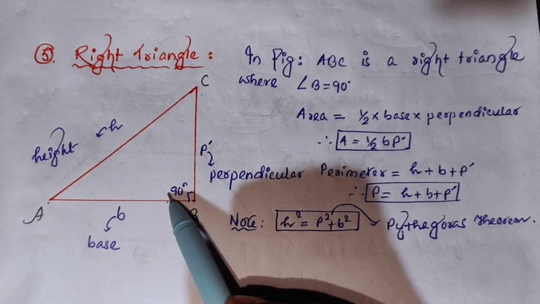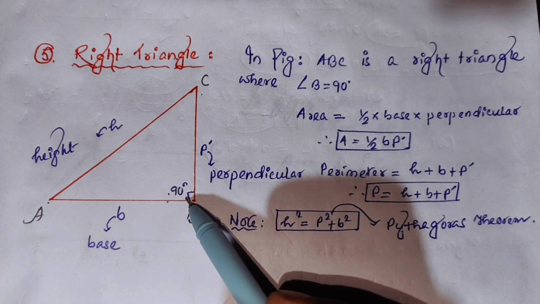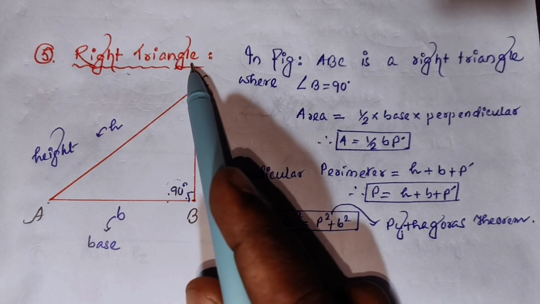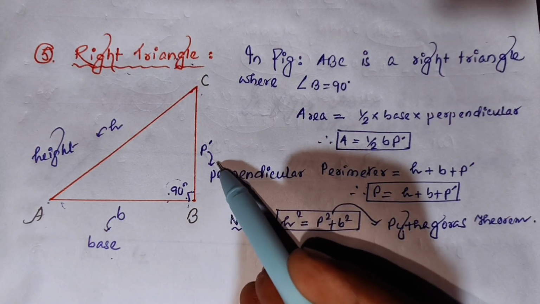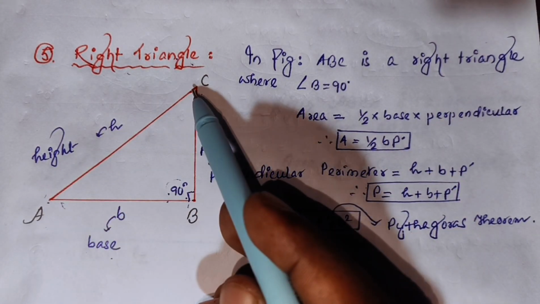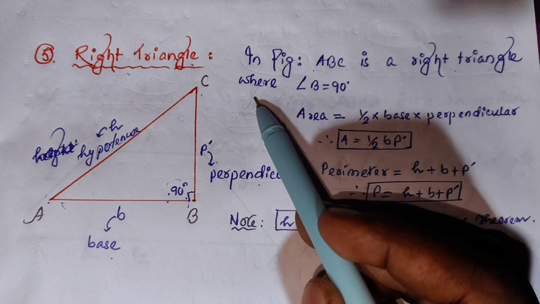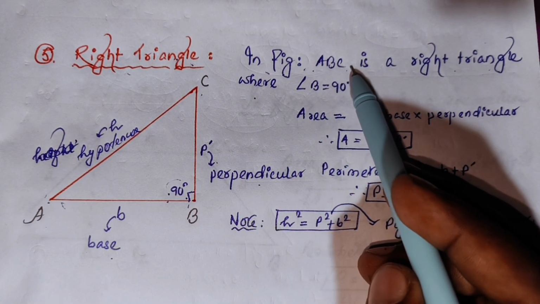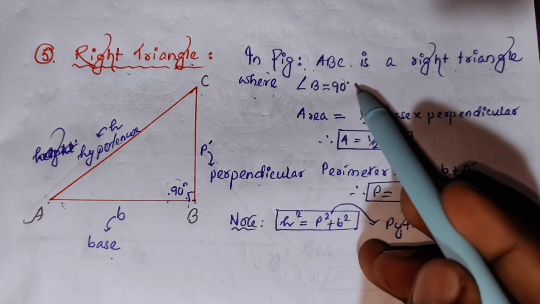ABC is a right triangle. Right triangle is what? If a triangle whose one angle is equal to 90 degree, this triangle is called right triangle. Here, AB means base, BC means perpendicular, AC means hypotenuse. It means this is the hypotenuse, right? In this figure, ABC is a right triangle where angle B is equal to 90 degree.